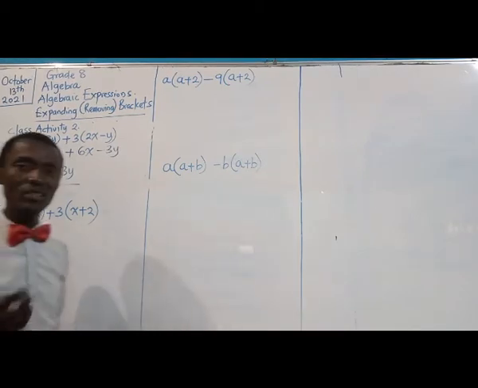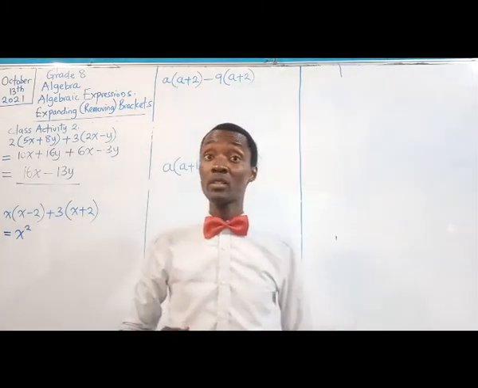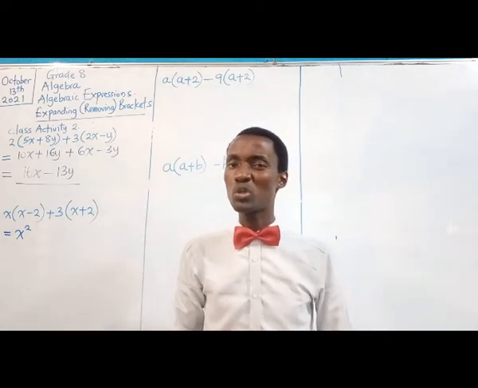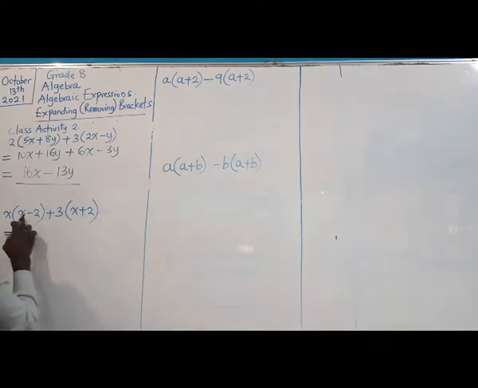Here again, this is something we call indices. Indices gives us an idea of how many times a particular number is being multiplied. So if I multiply x with x, I'm going to get x squared, not 2 times the number, x squared.